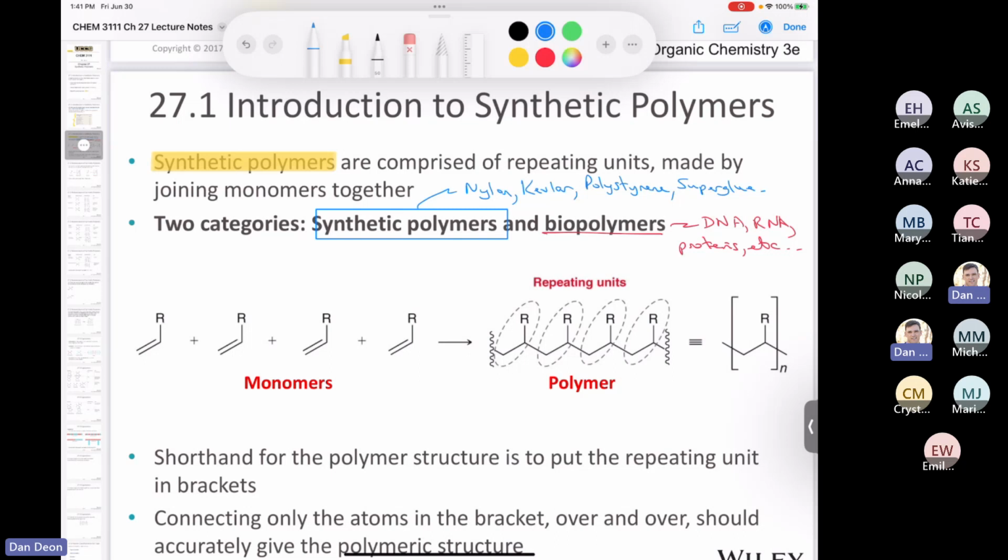So, we could keep on going on here with other polymers, but these are just a smattering of a few polymers that you would know in your everyday life. And we're going to cover a lot of examples here. So, something that could come up on the final exam would be this concept here.